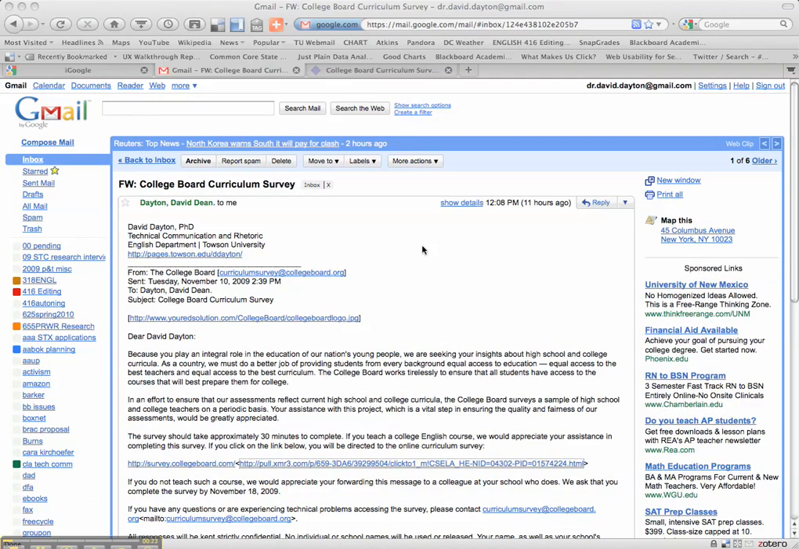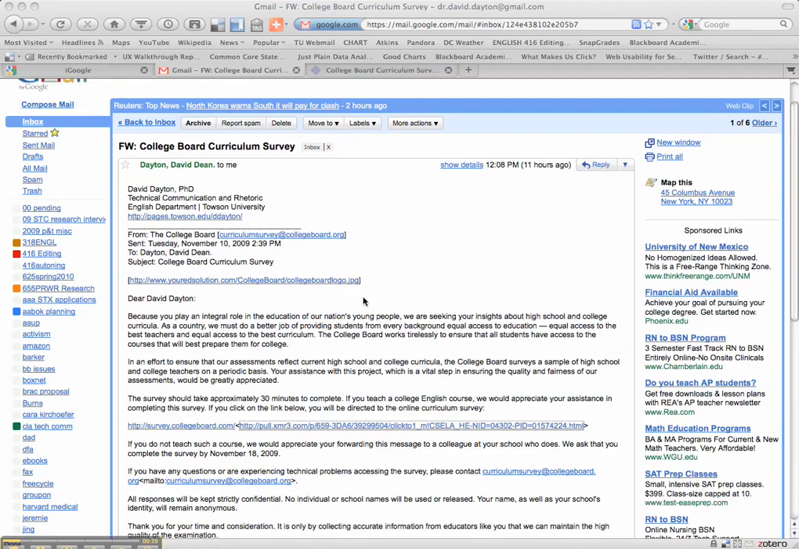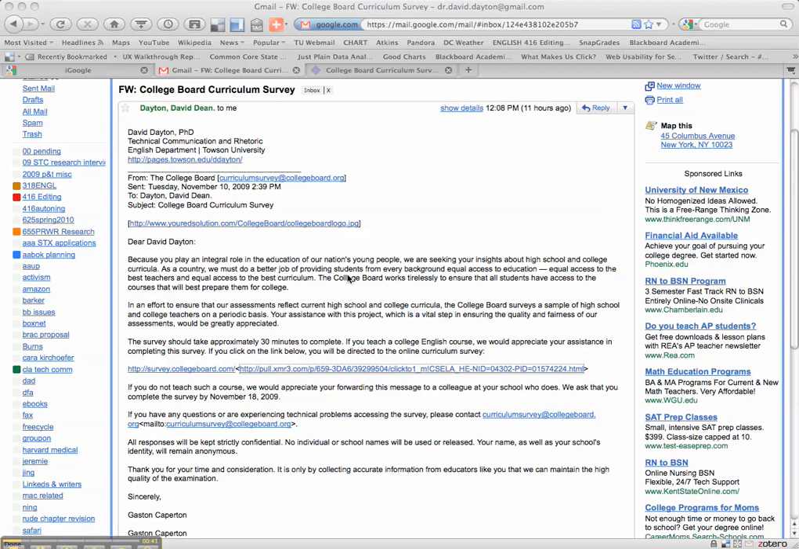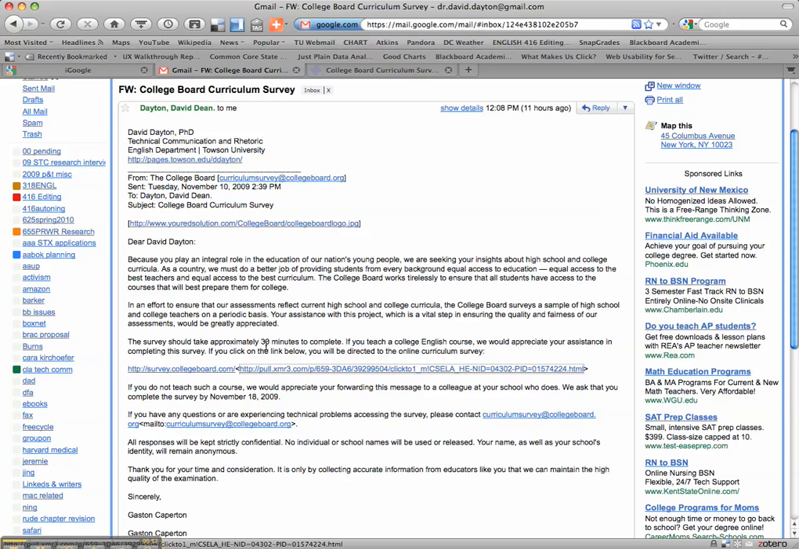I received this from the College Board. They're the makers of the SAT and the GRE, the Educational Testing Service people. It's sent to me at originally my Towson address, and it's a typical survey invite. It's got a lot of words in it, but I could see right away who it was from and generally what it was about. It says it takes approximately 30 minutes to complete, which tells me it's a very long survey. But because I'm interested in surveys, I'll say, sure, go ahead, take me to the site.